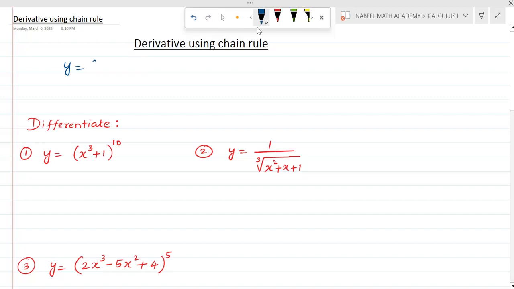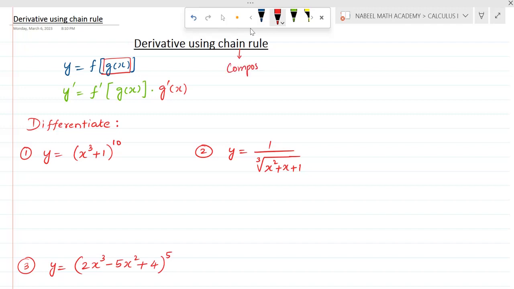Suppose I have f of g of x. So what is the derivative for this term? The derivative y prime is equal to: first you have to differentiate the outer function, and after that you have to go inside into g of x. So this is a composition function. Whenever you have a composition function, a function of a function, we use the chain rule.